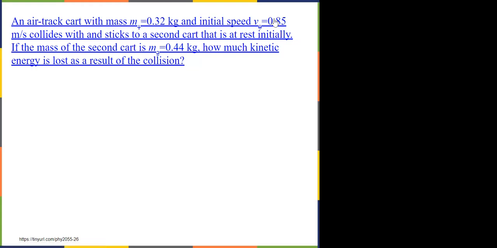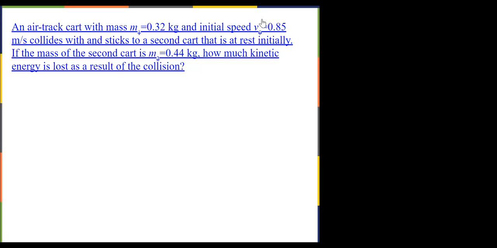I think you guys should be able to do this. Just apply conservation of momentum to figure out the final speed of the two when they stick together, and then you can calculate the final kinetic energy of the two, minus the initial kinetic energy, and then you'll see how much kinetic energy is lost. So you guys can give it a try, and then we can take a look at the solution together in a few minutes.